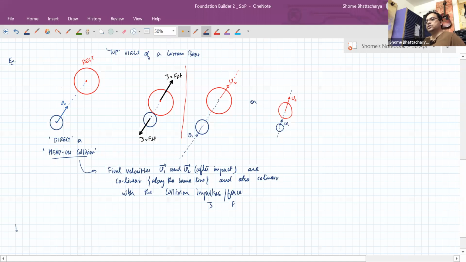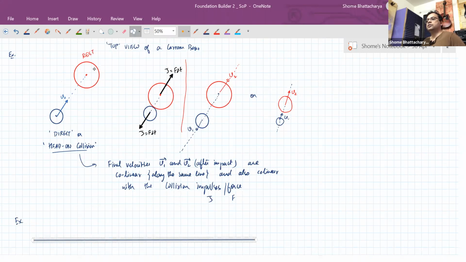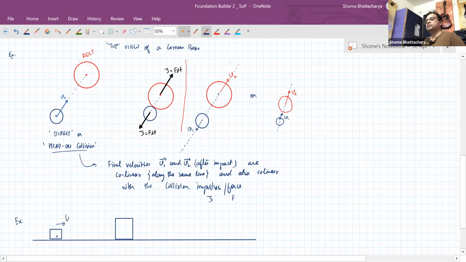Another example of a head-on collision, while you're noting this down, is like this: we have a smooth surface on which we have kept a block, and another block like this. It could even so happen that they are approaching each other. This is moving with a velocity u1, this is moving with a velocity u2, and they come and collide with each other. So this is before impact.